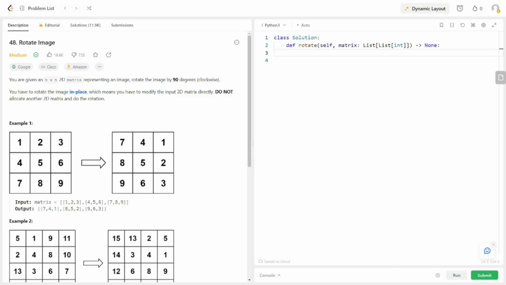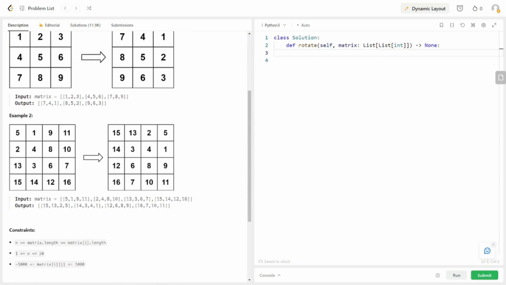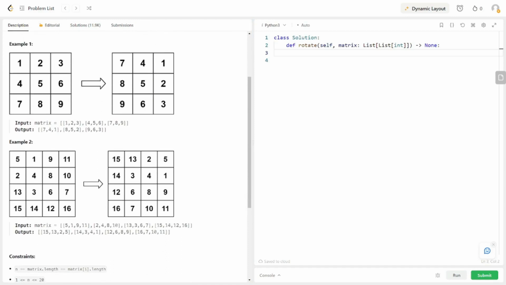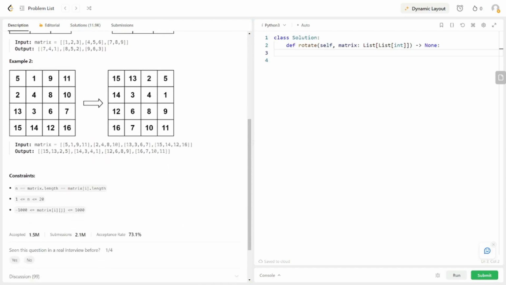Hello everyone, let's look at Leetcode question 48, Rotate Image. In this question we're given an n by n two-dimensional matrix representing an image, and we have to rotate that image by 90 degrees clockwise. To do this, the rotation must be in place, so we cannot create another two-dimensional matrix and modify it this way. Here are the examples, but before we look at them, let's look at the constraints.